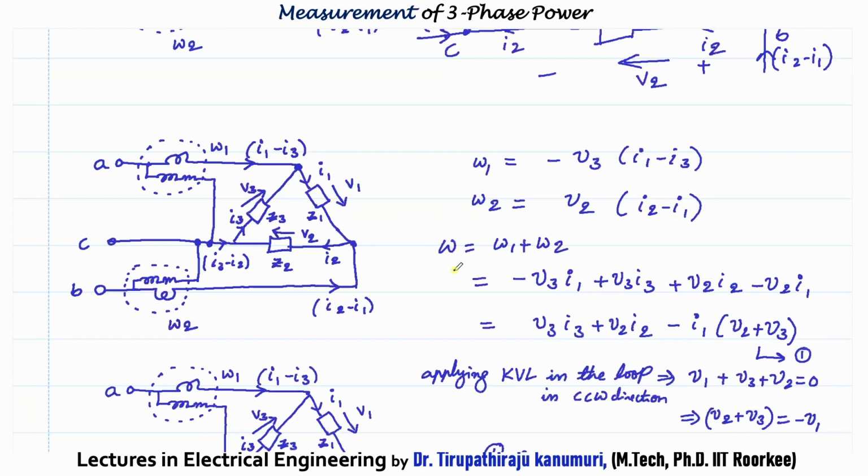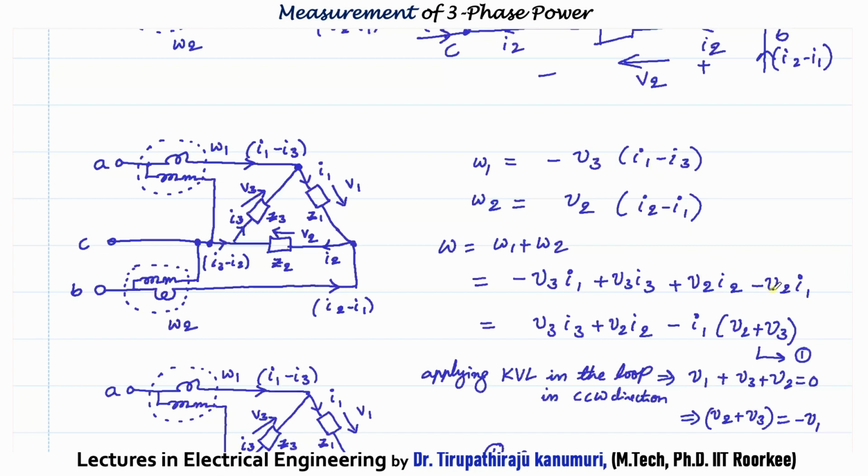So total power will be W is equal to the sum of the wattmeter readings, W1 plus W2. So this will be minus V3 into I1. Minus into minus becomes plus, so plus V3 into I3. Similarly, the second one will be V2 into I2 minus V2 into I1. I have just arranged it, so now I have rearranged them.